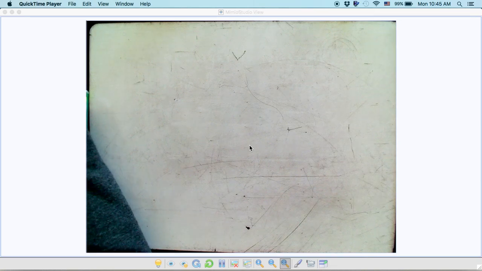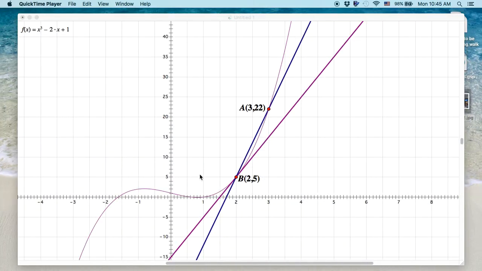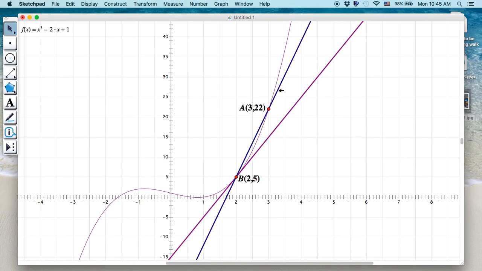This video is to go over finding the equation of a tangent line algebraically. So let's review what the secant and tangent lines are. The secant line goes through two points on a function. In this case, the function is x cubed minus 2x plus 1, from page 198.